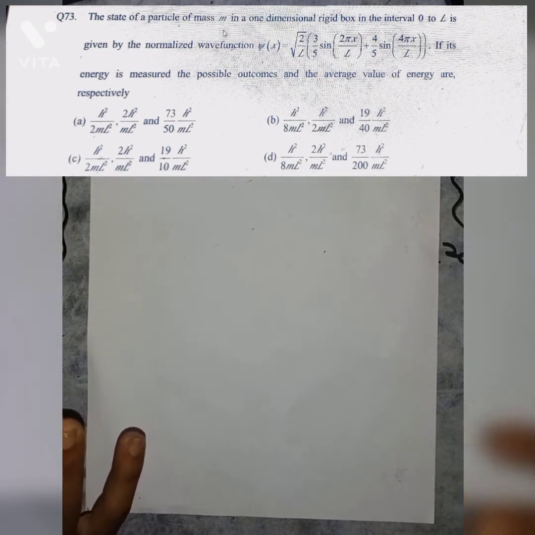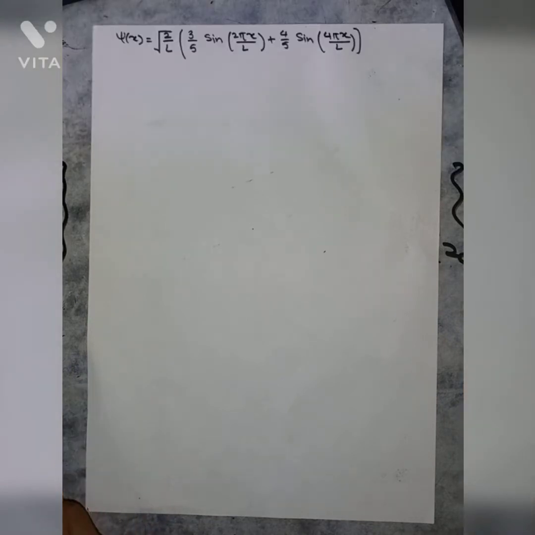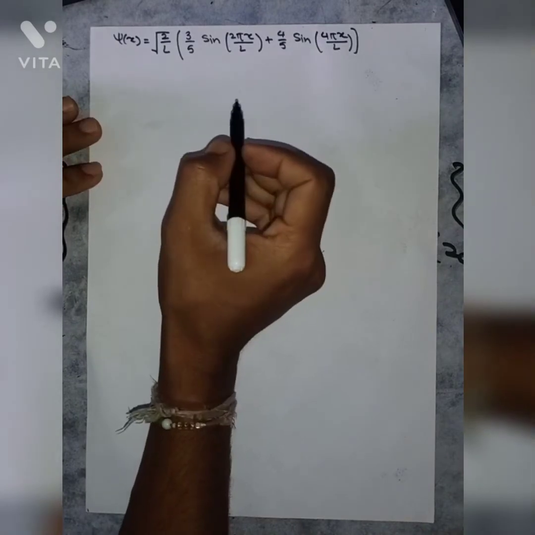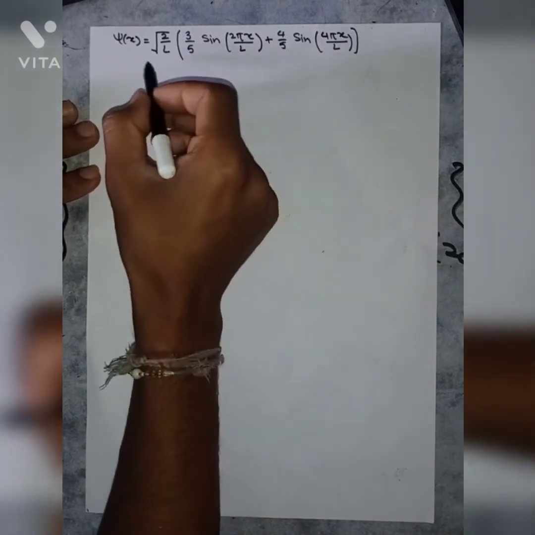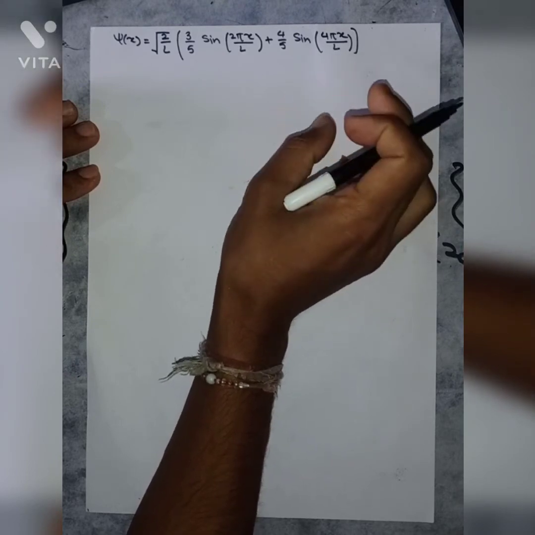So the first question is, and the question is asking us to find the possible energy outcome and the total average value of energy, and the options are given. The first two options are for the energy values, and the second option is the average energy, right? So first of all, what this wave function looks like, we have to first relate it with whatever system we know.